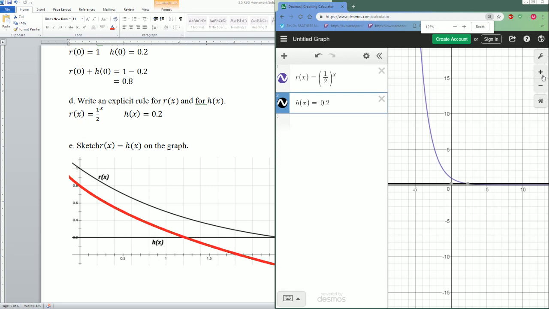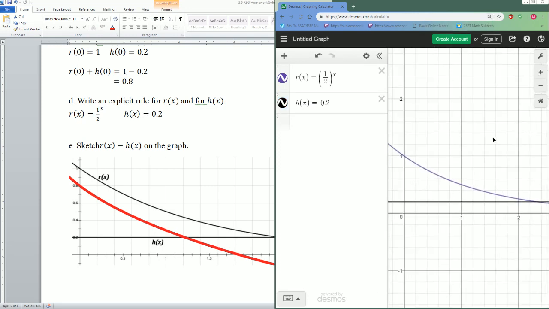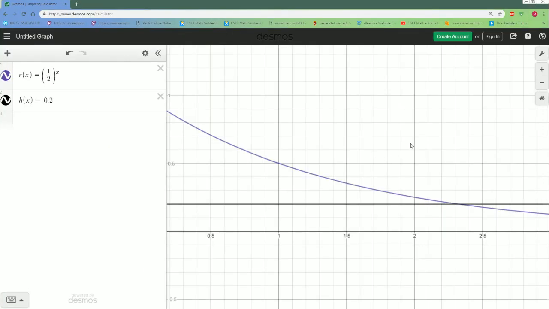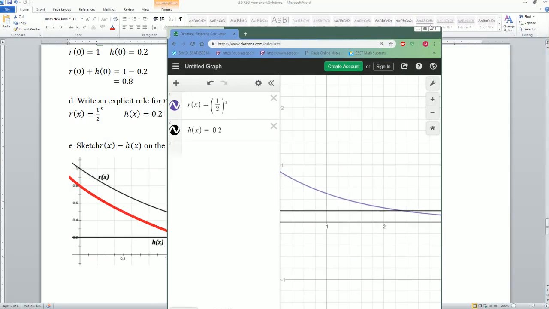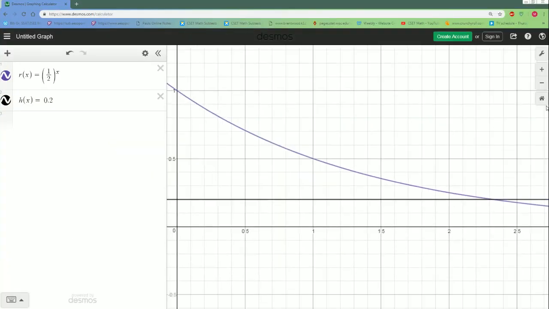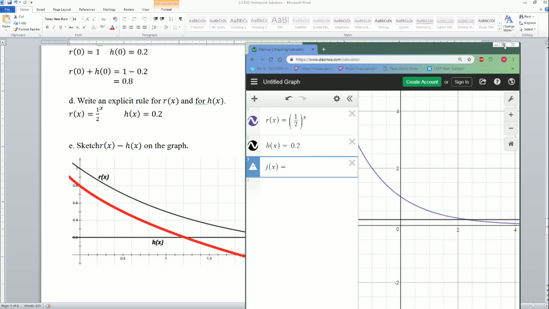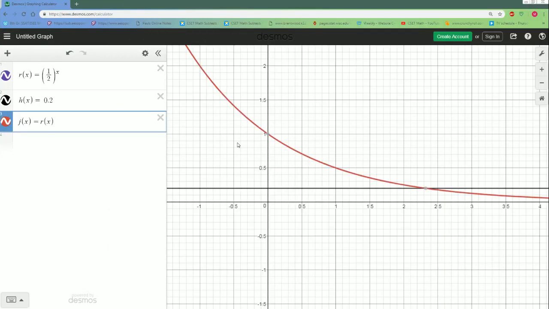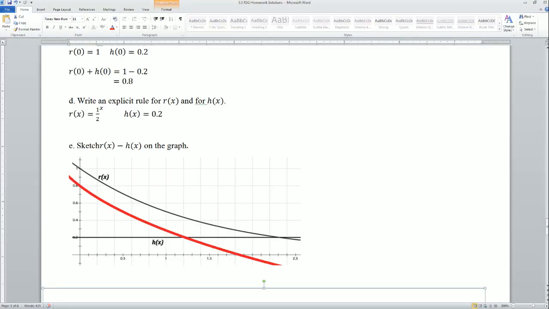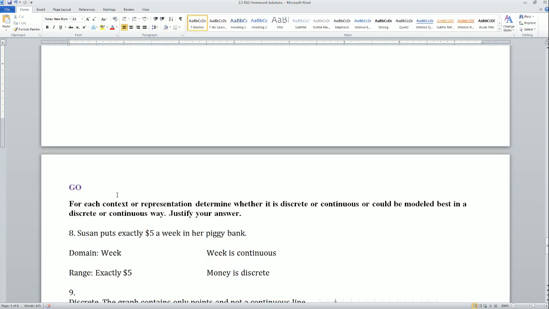Oh, sorry. Just want to zoom this in. You see? Then you want to do r of x minus h of x, right? So, zoom out a little bit. Alright, let's define J. J of x is going to be equal to r of x minus h of x. So do you see how it goes in between? There you go. And that would be your ready part.